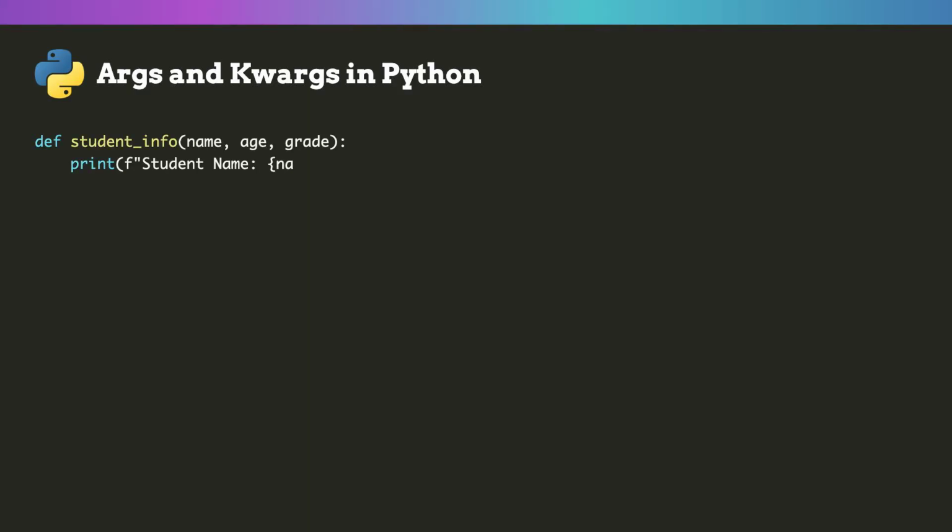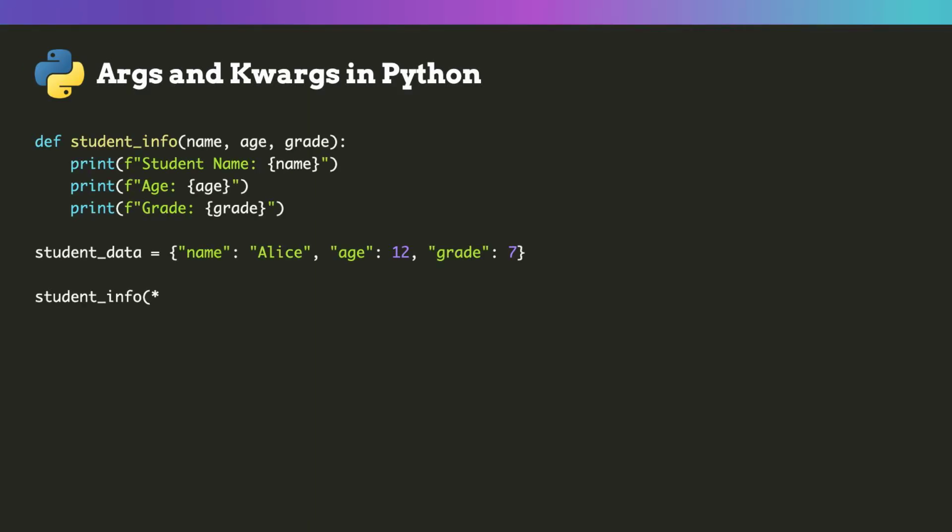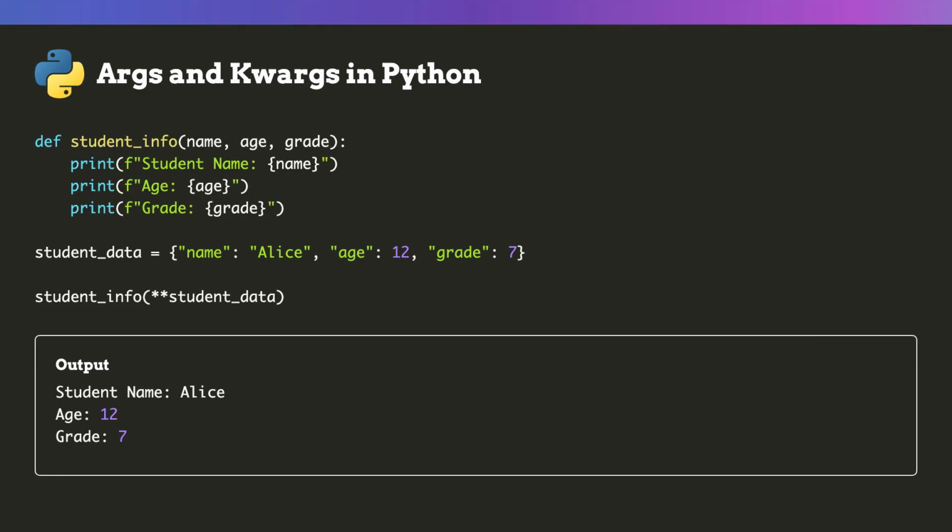And here, the values from a dictionary called student_data can be input into the student_info function, provided the dictionary keys and function parameters match up. This way, we don't have to explicitly get each list or dictionary value when calling the function.